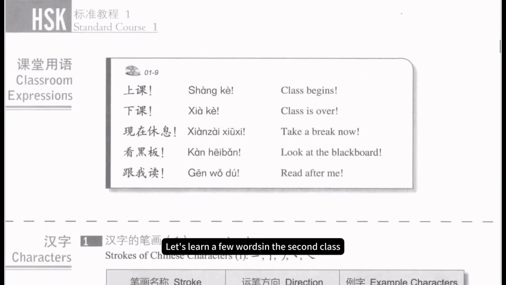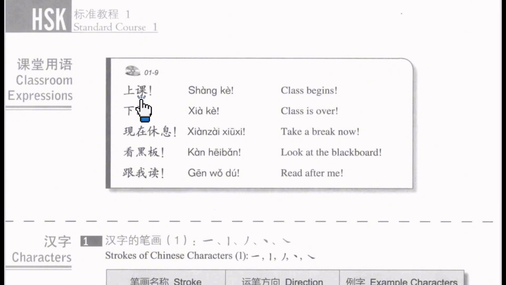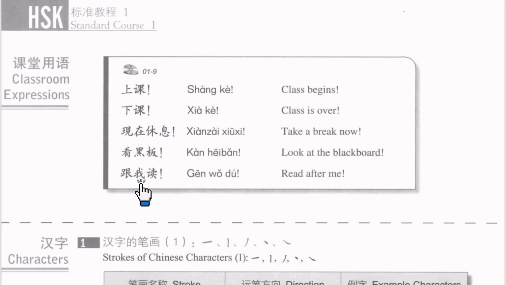In the second class, I have to use these words to give simple instructions. 上课,上课. Class begins. 上课了. 下课,下课. Class is over. 现在休息,现在休息. Take a break. 看黑板,看黑板. Look at the blackboard. 跟我读,跟我读. Read after me. Very good.